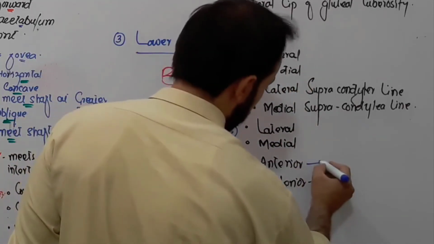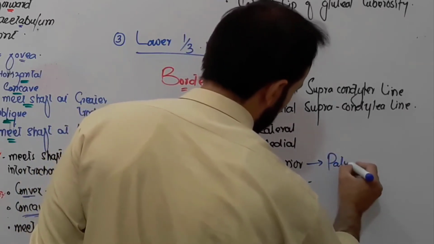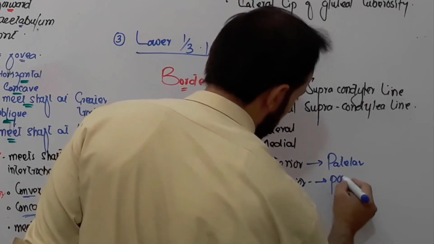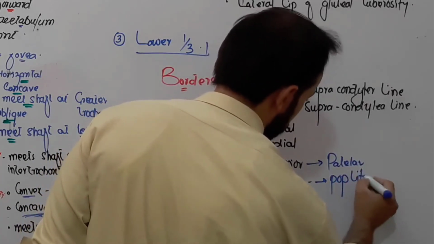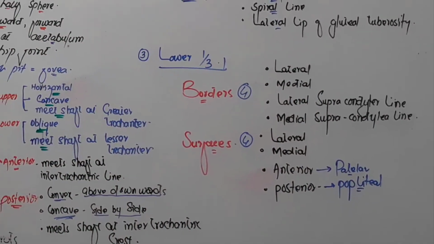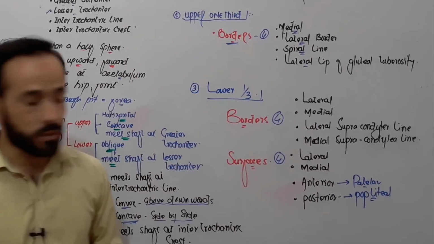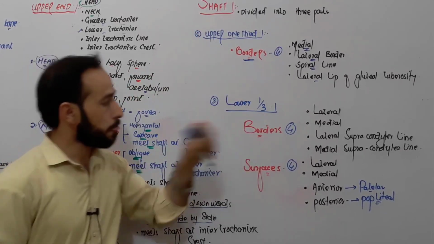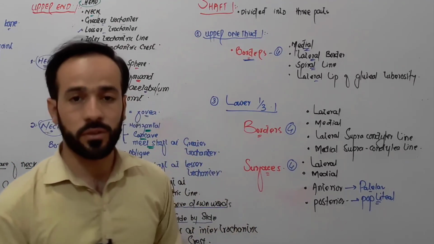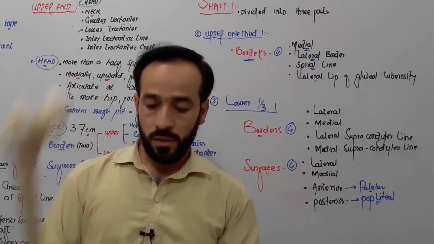This anterior surface is also known as the patellar surface, and this posterior surface is also known as the popliteal surface. Popliteal surface and patellar surface, right? So let us see this lower 1/3 of the shaft of the femur bone in the practical video regarding the anatomy of the femur bone.